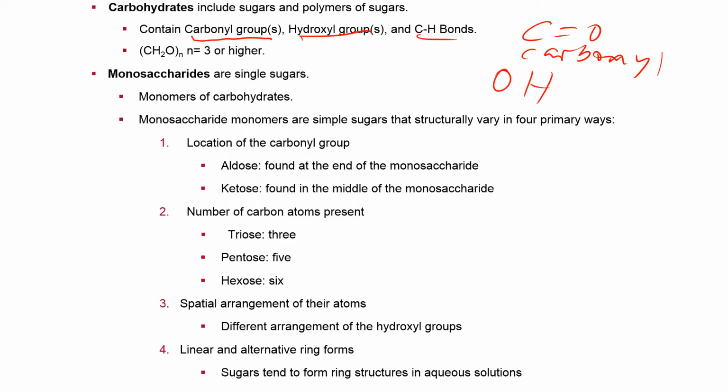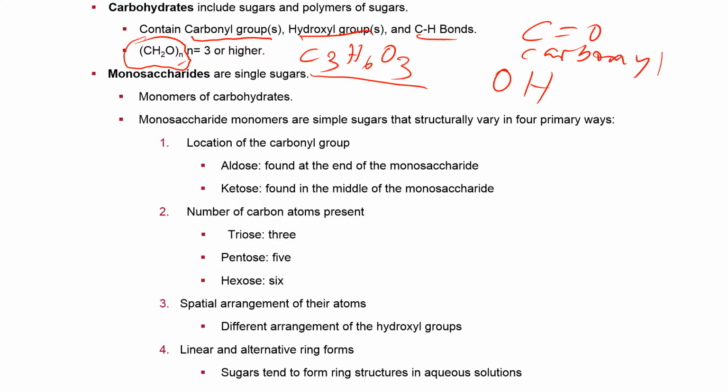There's a chemical formula for carbohydrates, and you'll want to commit it to memory: CH2O with a subscript n, where n has to be 3 or greater. Your simplest carbohydrate would be something like C3H6O3. That'd be one of your simpler carbohydrates.